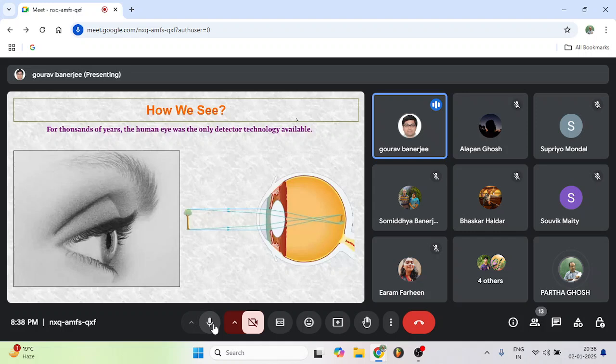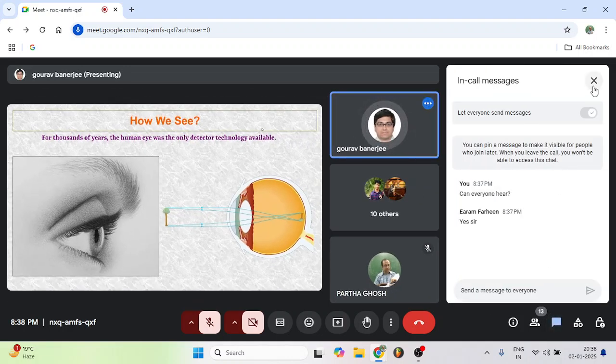Okay, so the first detector was the eyes. So eyes generate the image and our brain processes the image and stores it in our memory.